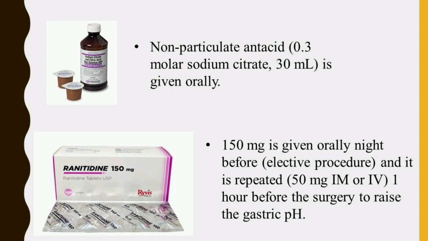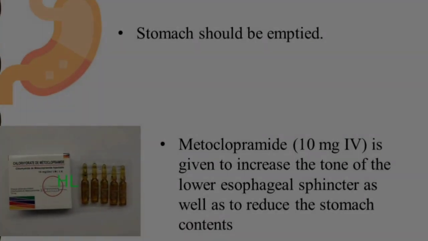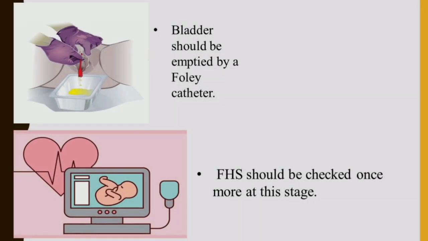and also to prevent any kind of aspiration or acid aspiration. Next, the stomach should be emptied and metoclopramide 10 mg IV is given to increase the tone of the lower esophageal sphincter as well as to reduce the stomach contents. The bladder should be emptied by a Foley's catheter. Fetal heart sound and fetal heart rate should be checked once more at this stage.